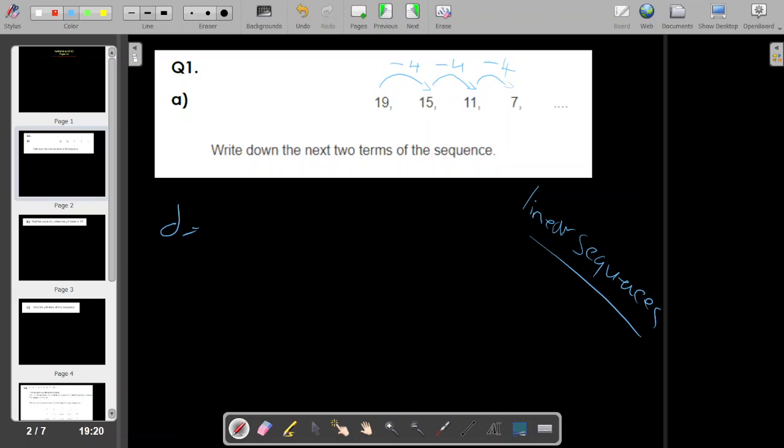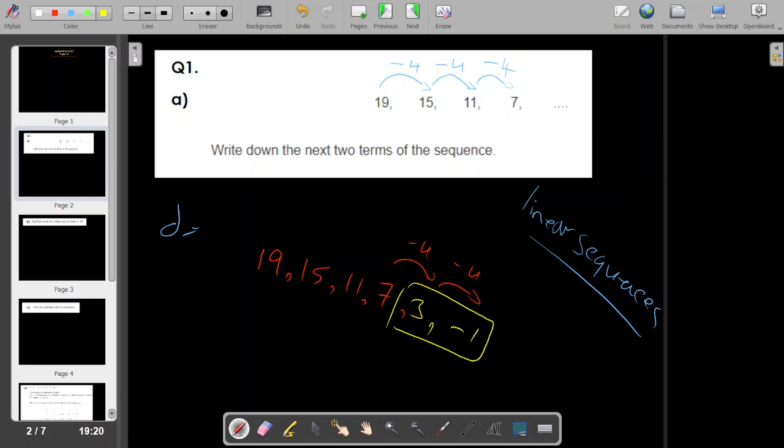So it's going to be easy for you, because you know that this is 19, this is 15, this is 11, this is 7. So the next term is going to be minus 4, and the minus 4 from 7 is going to be 3, and after that the minus 4 from 3 is going to be minus 1. Okay, so that's how you do the solution for this question. Basically the next two terms are 3 and minus 1.